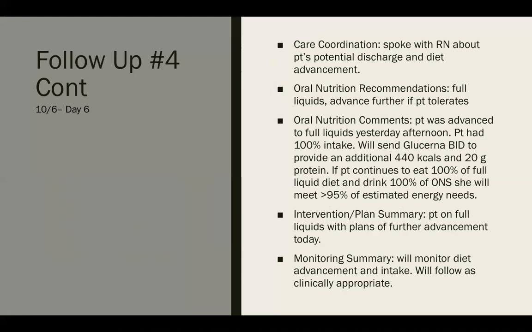We recommended sending Glucerna twice a day. And a Glucerna is an ONS, which is an oral nutrition supplement. And this would provide the patient with an additional 440 calories and 20 grams of protein. If patient continued to eat, or I guess drink, 100% of her full liquid diet, she would need to drink about 100% of all her Glucernas to meet about 95% of her estimated energy needs.